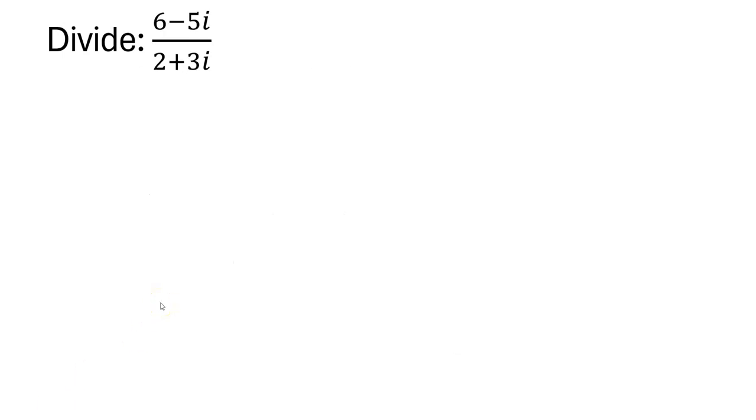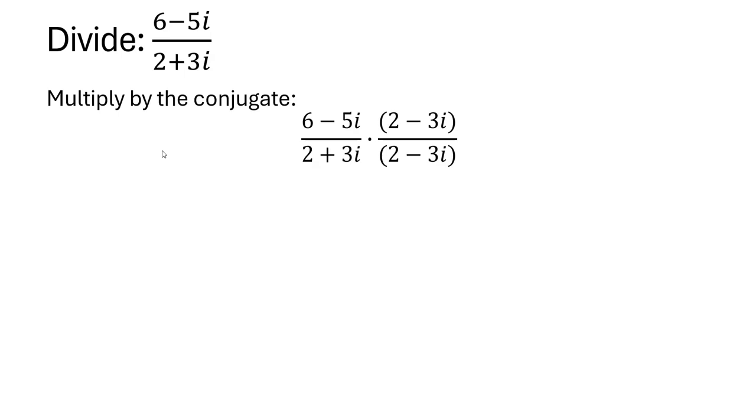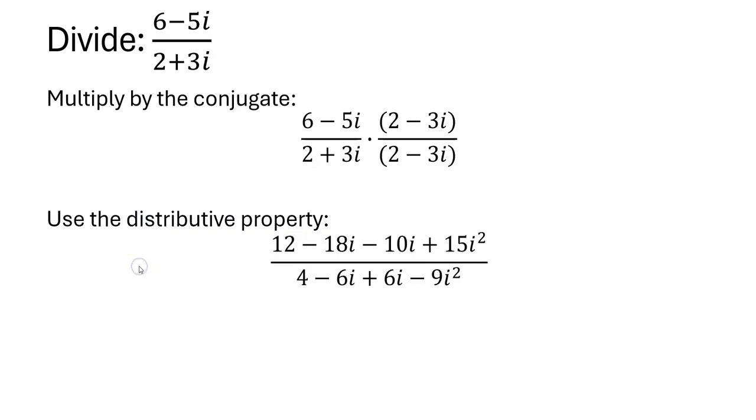6 minus 5i divided by 2 plus 3i. Always starts with the conjugate. Well, 2 plus 3i, the complex conjugate there is going to be 2 minus 3i. So we're going to multiply both the numerator and the denominator by that conjugate. And then we're going to distribute.